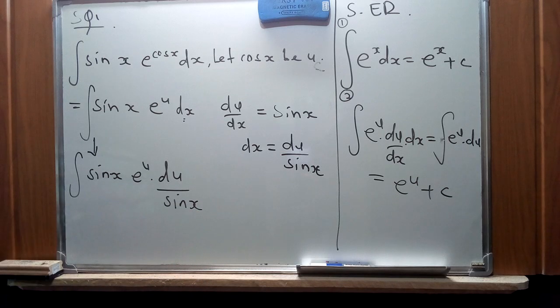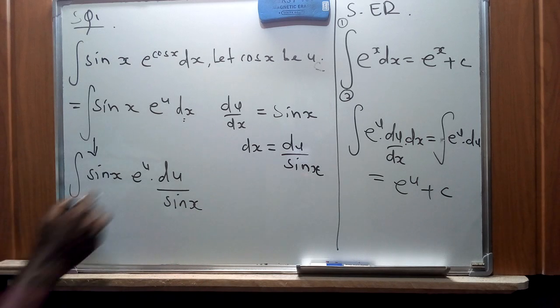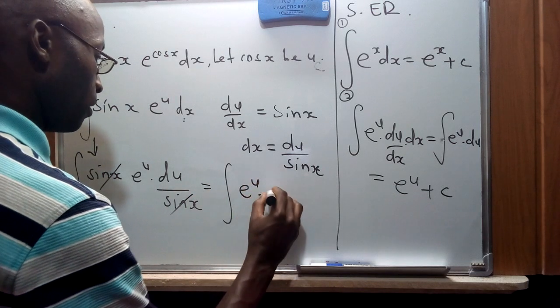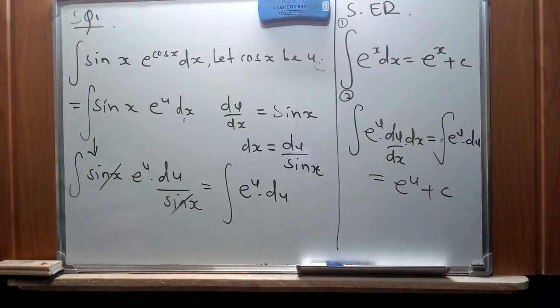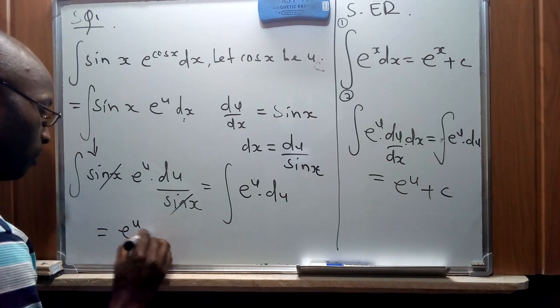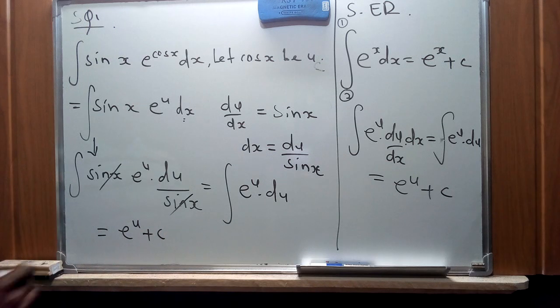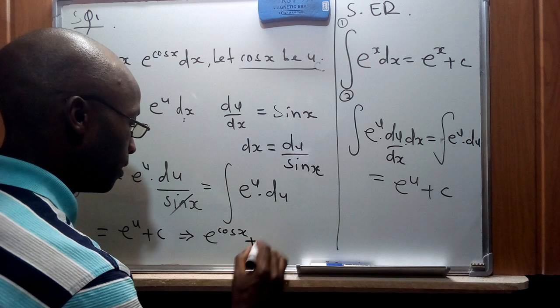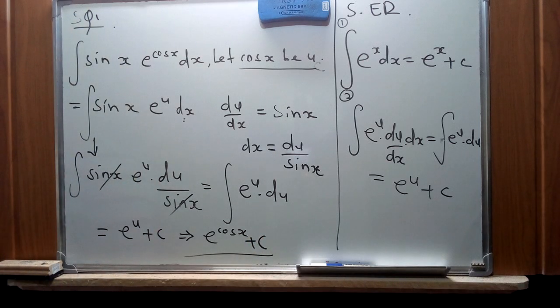So for this case, the two parts of the integral which are similar, we will just simplify, and then we'll have this one as the integral of e^u du, which is of the form of the general exponent rule that we have used before. So this one will give us the answer to be e^u plus c. So therefore we have done a substitution for the cosine of x to be u. Therefore we will retain it and write e^(cos x) plus c, which will be the answer to the integral that we have given.